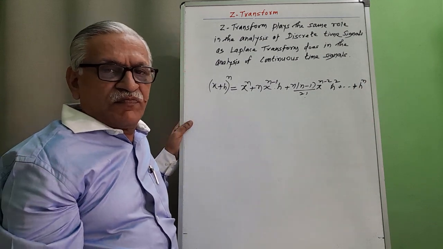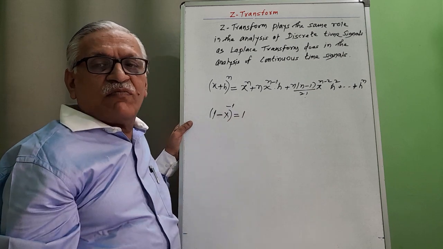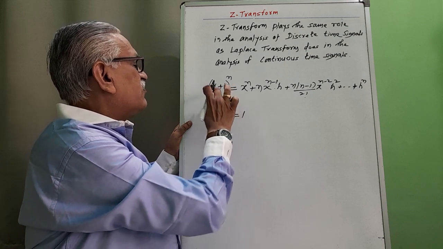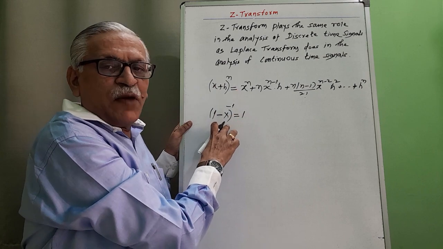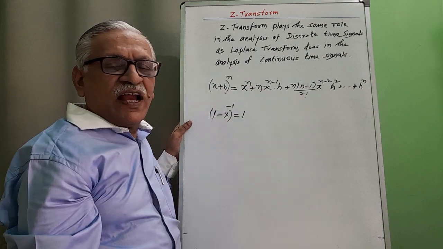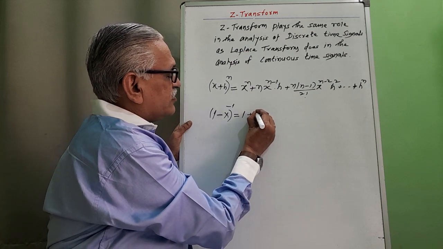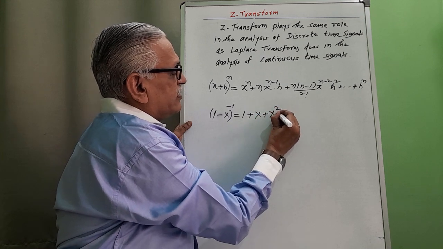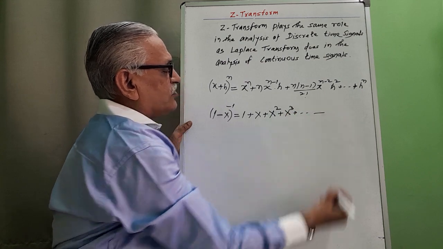This is the binomial theorem, and a sub result of this: 1 minus capital X raised to minus 1, meaning with x as 1 and h as minus capital X and n as minus 1. Using the right hand side, we have the result: first one is 1, then plus x, then plus x square, then plus x cube, and so on.